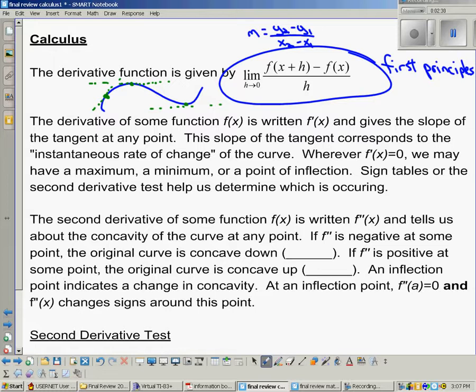Sign tables or the second derivative test help us to determine which is occurring, whether it's a max, min, or point of inflection. So if at some point A you find that the derivative is negative, less than 0, that means f is decreasing at that point. The original curve must have been decreasing. If instead you find that f prime at some given x value is positive, that's telling you at that point f is increasing. And if you have a change from either decreasing to increasing, meaning that your derivatives go from negative to positive, or vice versa, you must have had a max or a min.